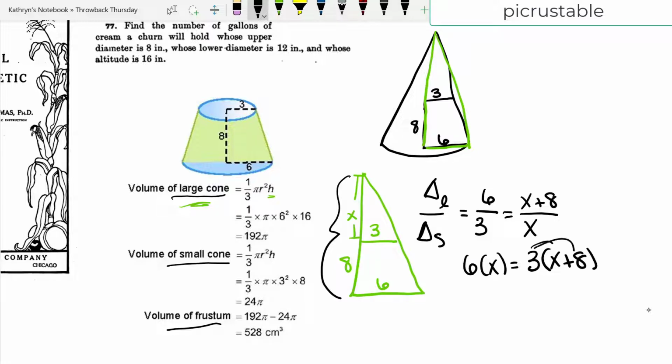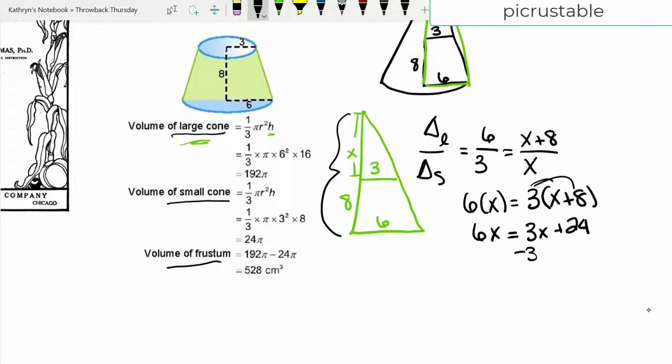We're going to do the distributive property. 6 times X is 6X. 3 times X is 3X. 3 times 8 is 24. I'm going to subtract 3X from both sides.